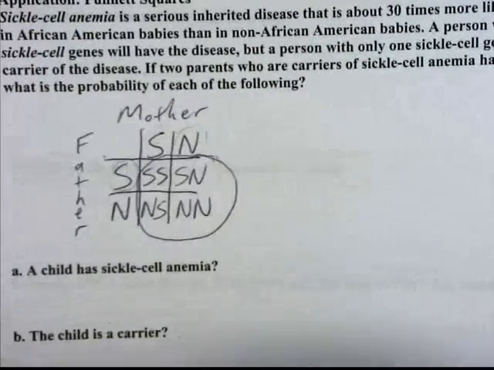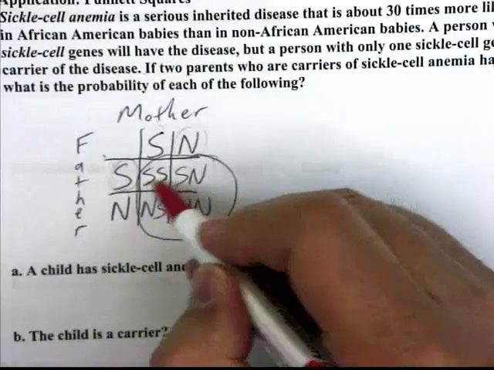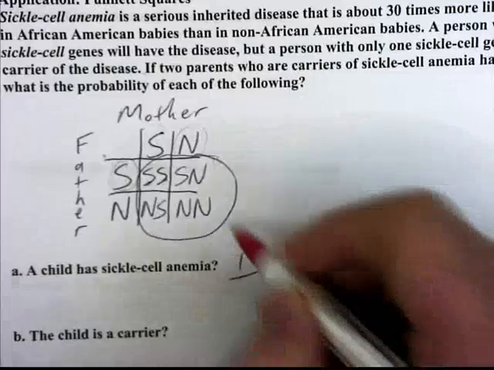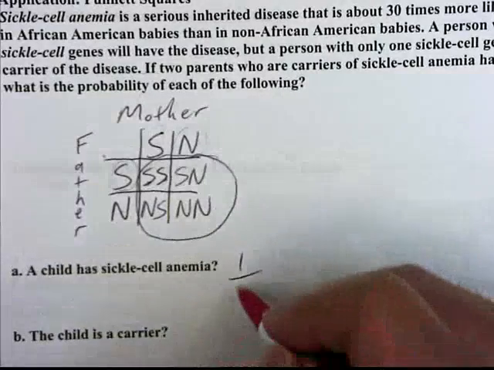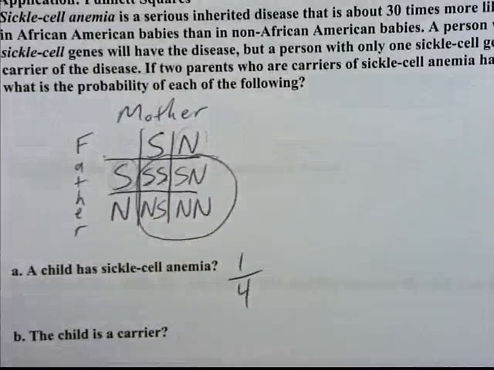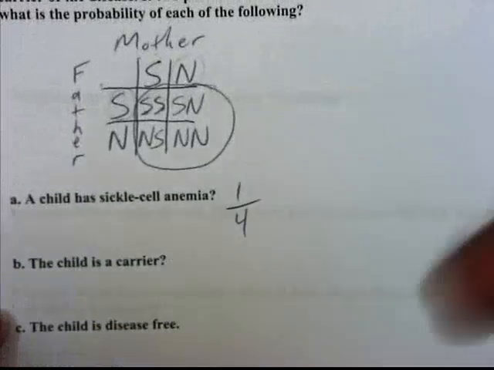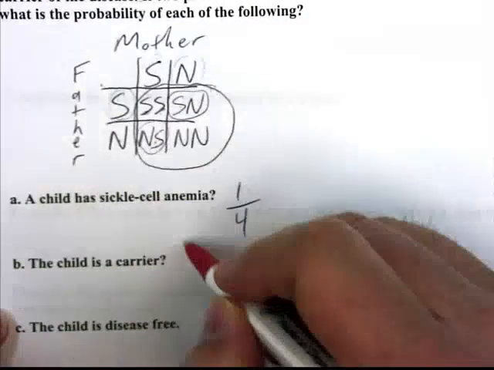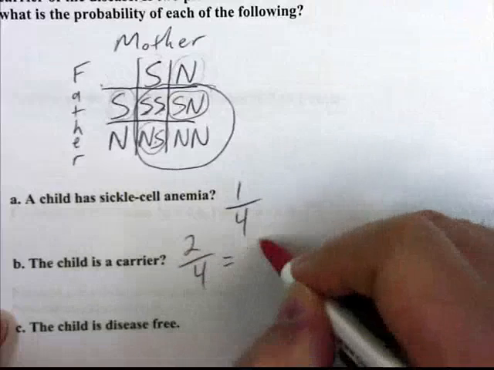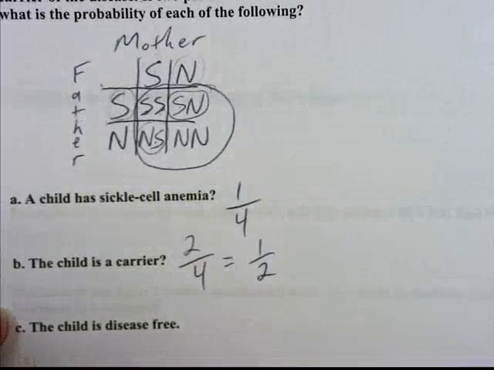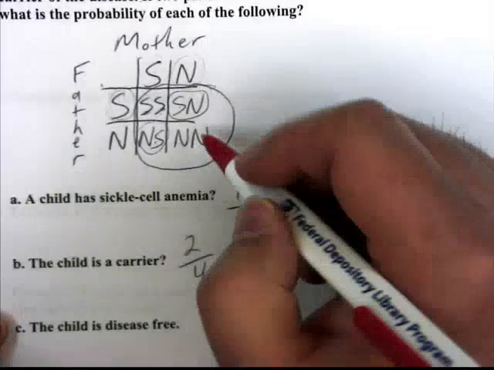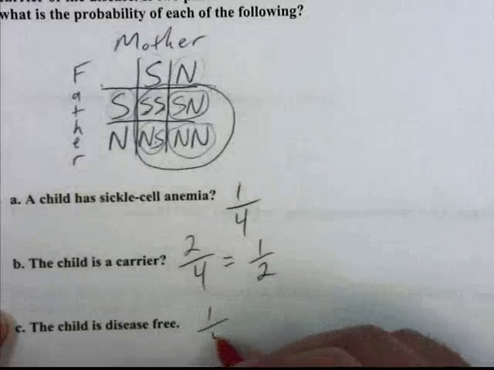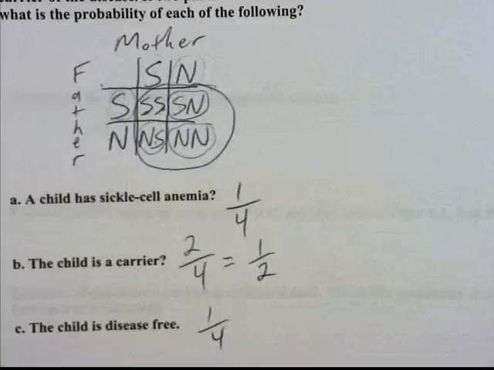What is the probability that the child will have sickle cell anemia? Well, in order to have it, you have to have two sickle cells. So that's one way that they can get it out of the four ways that those genes could be distributed. What's the probability that they are a carrier? Well, a carrier only has one sickle cell, so these two are carriers, so 2 out of the 4, or we could say that's half the time. And then what's the probability that the child is disease-free? Disease-free means that they have no sickle cells, and that's 1 out of 4.